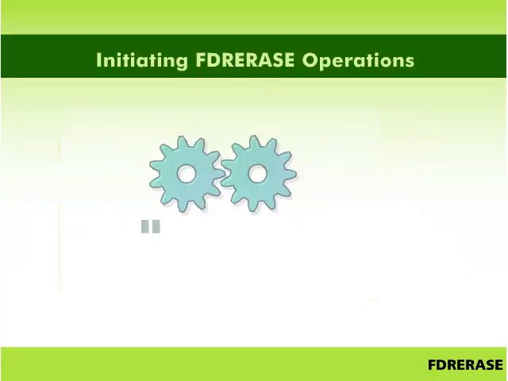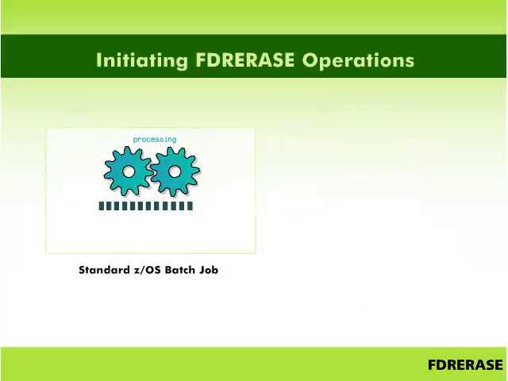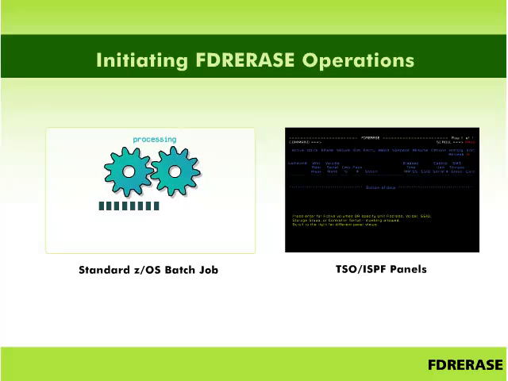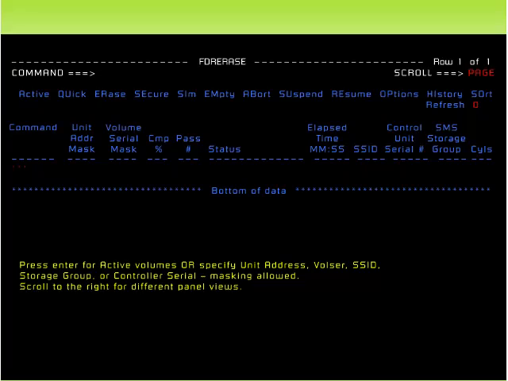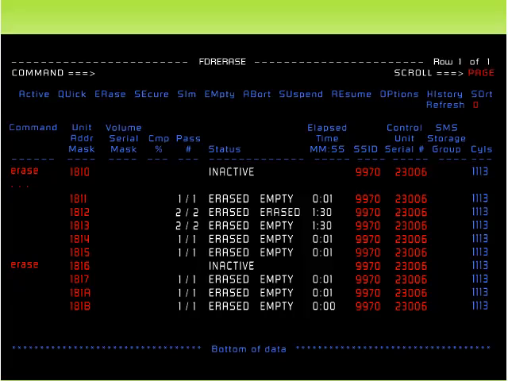FDRERASE operations can be initiated either through a standard z/OS batch job or through a supplied set of TSO ISPF panels. This is an example of the primary FDRERASE screen. We have entered 181* in the unit address field to request a display of all the DASD volumes on this system that have an address beginning with 181. This is the resultant display.